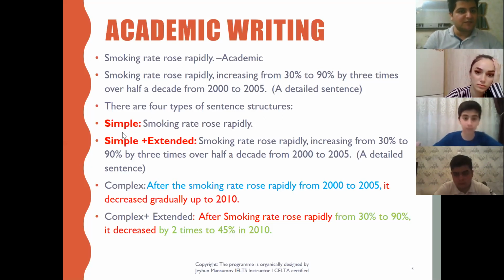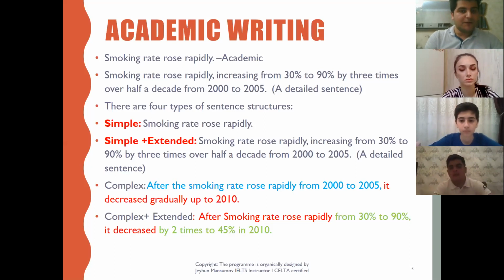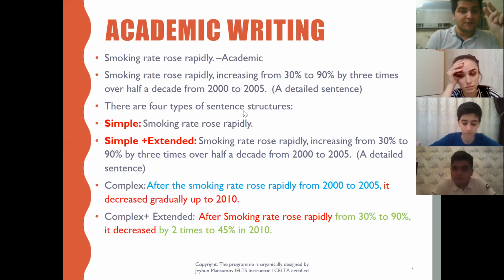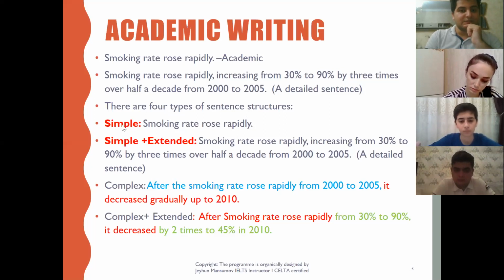So now let's look at a simple sentence. Smoking rate rose rapidly. It is a simple sentence, academic. But the second type out of four sentence structures is simple plus extended. So simple is the first type, another is simple plus extended.